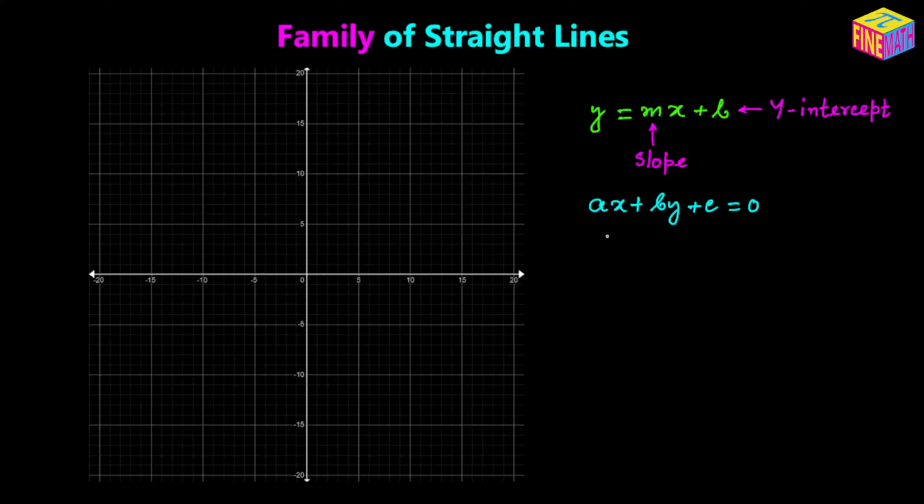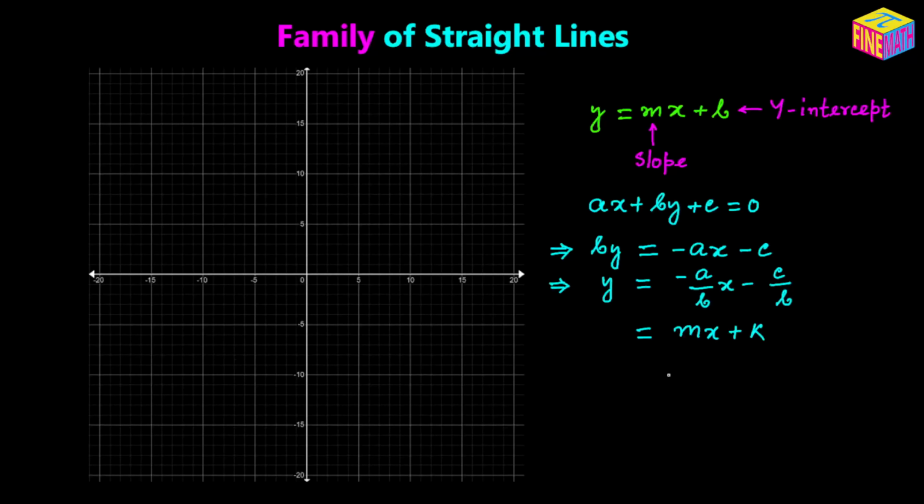Even though it looks like there are three unknowns, we can easily convert this form into the slope-intercept form, and ultimately we'll see that there are actually two unknowns instead of three. So let's quickly convert it. The general equation of a straight line can be easily converted into y equals mx plus some constant form, right? Whether it's b or c or k doesn't really matter.